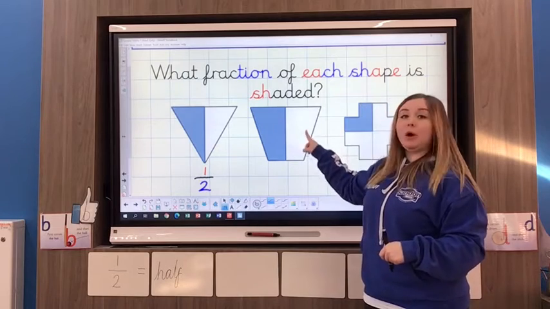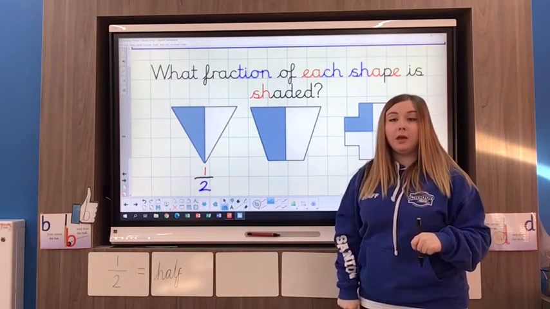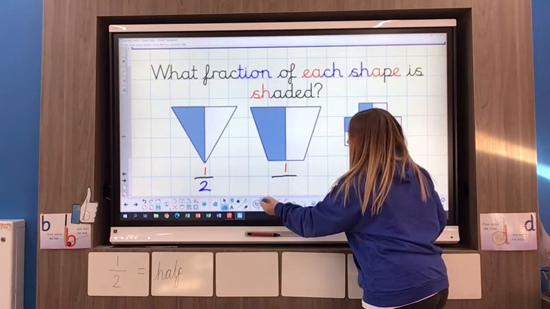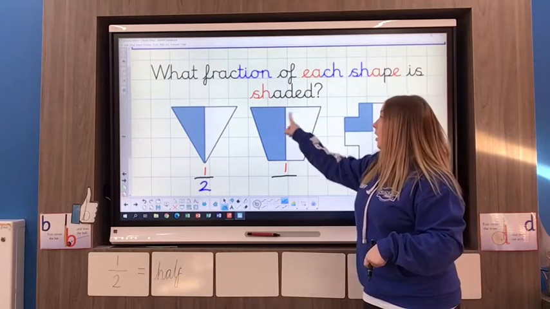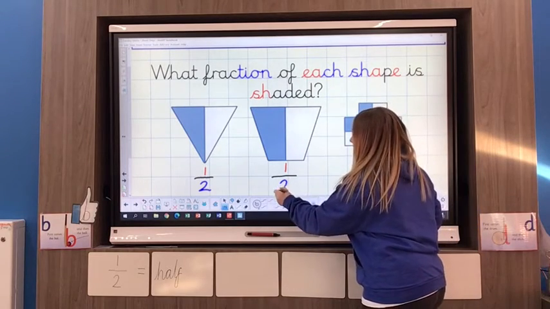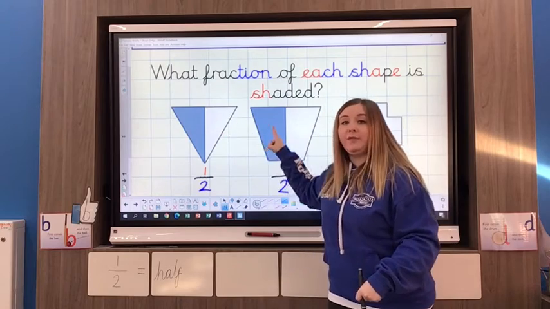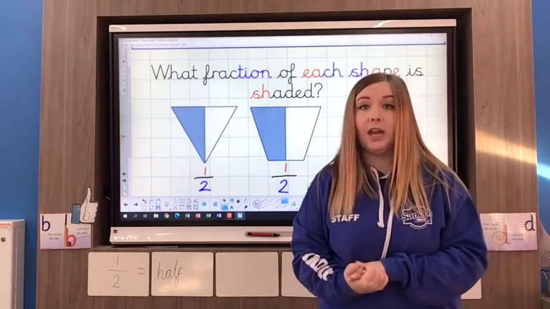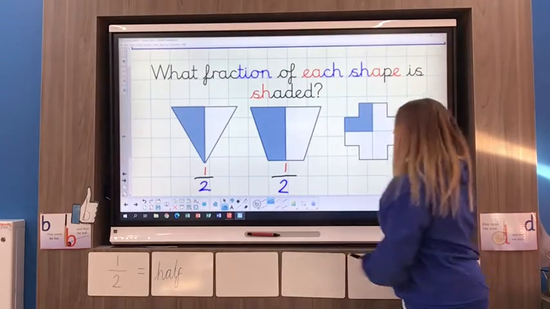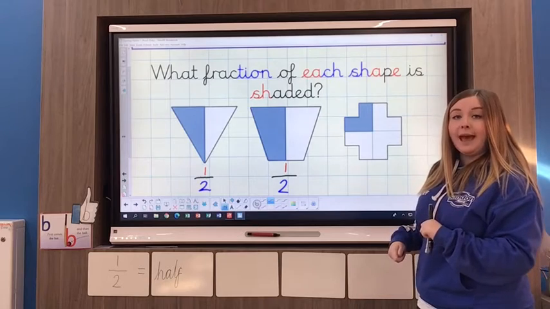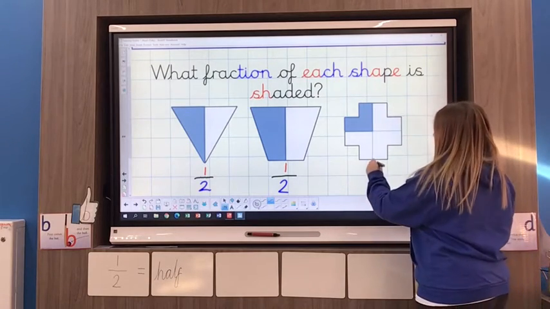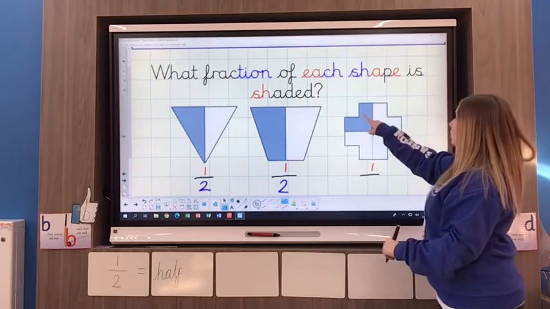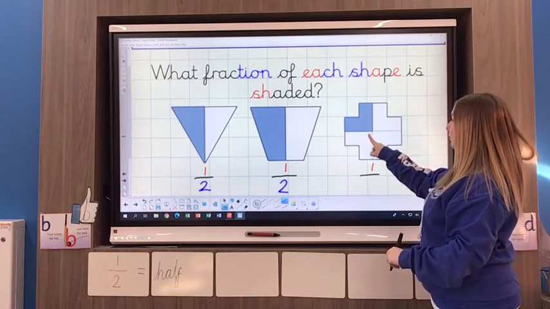Let's have a look at this one then. So how many do we have? We've got 1. How many all together? 1, 2. Brilliant. And you'll see that even though these shapes are different, the fraction is still the same because we've still got half of that shape. Last one then. So how many pieces do we have? We've got 1. And how many are there all together? 1, 2, 3, 4.